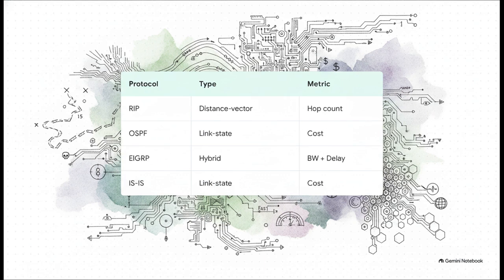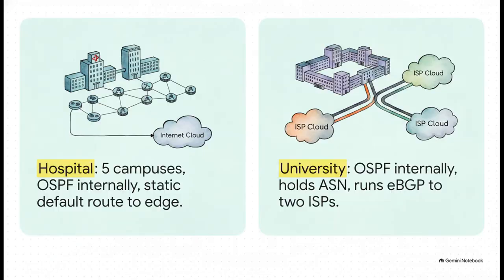Then there's EIGRP, Cisco's hybrid protocol, which is insanely fast because it factors in both bandwidth and delay. And finally, IS-IS. This is another link state protocol, but it's heavily preferred by massive internet service providers because it is incredibly scalable. To make this super concrete, let's look at two practical examples from the chapter.